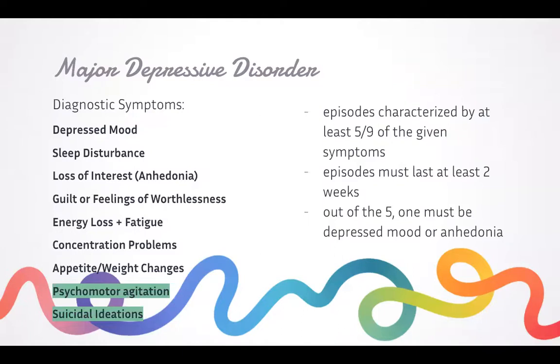A depressive episode is characterized by at least 5 out of 9 of these symptoms. One of the 5 symptoms must either be depressed mood or loss of interest. Finally, these symptoms must be shown for at least 2 weeks for one to be diagnosed with major depressive disorder.